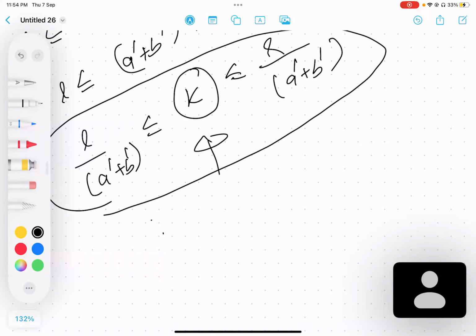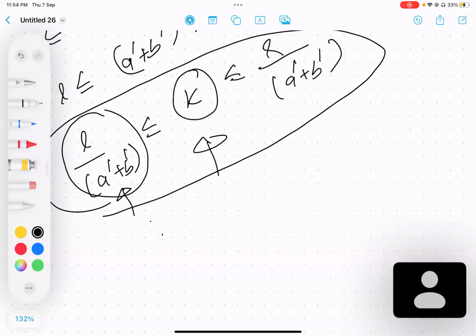So what I did was I thought about what could be the minimum value of this a dash plus b dash. Because if I want to maximize this range, this should be as minimum as possible. So what could be the minimum possible value of a dash plus b dash? If we take those two elements as equal, a dash equal to b dash equal to 1, then this L by 2 is the minimum possible value you can get.